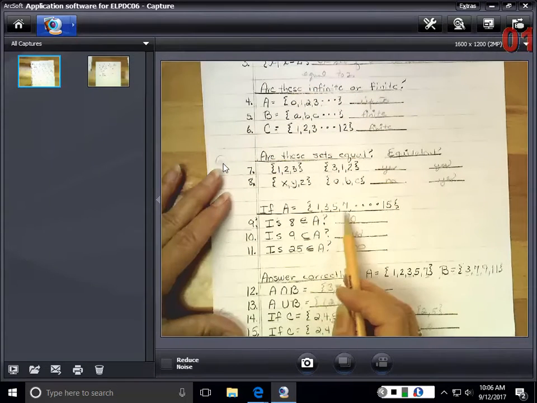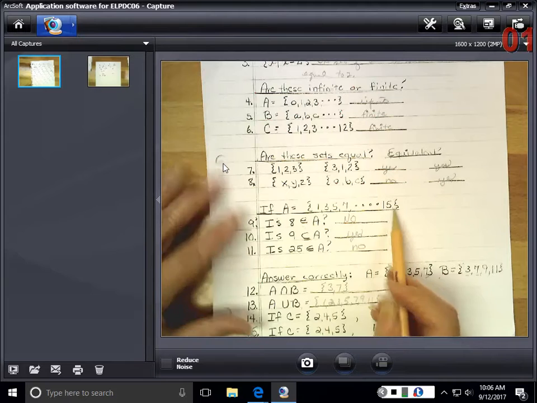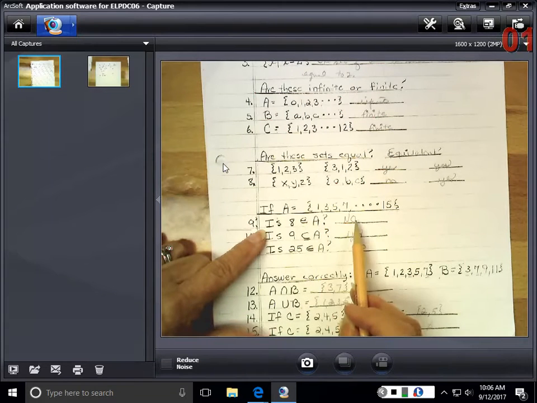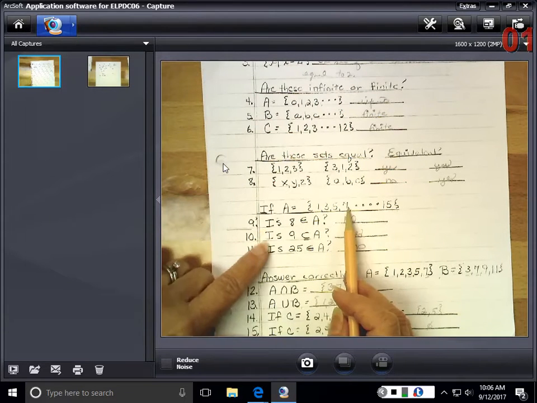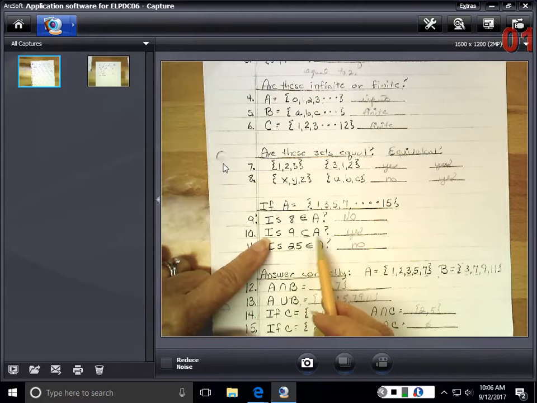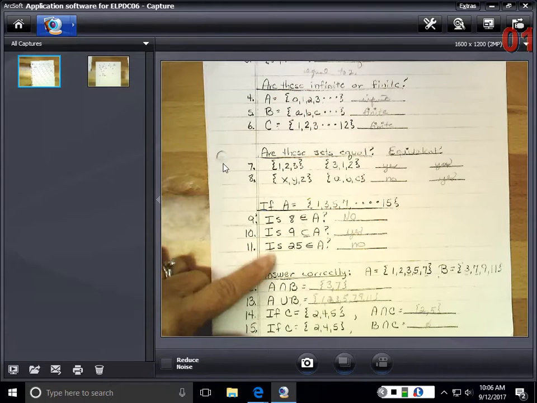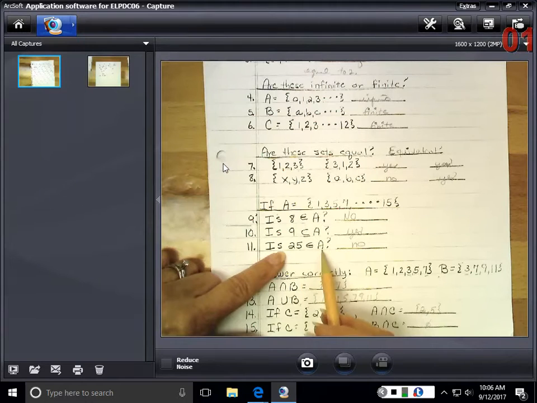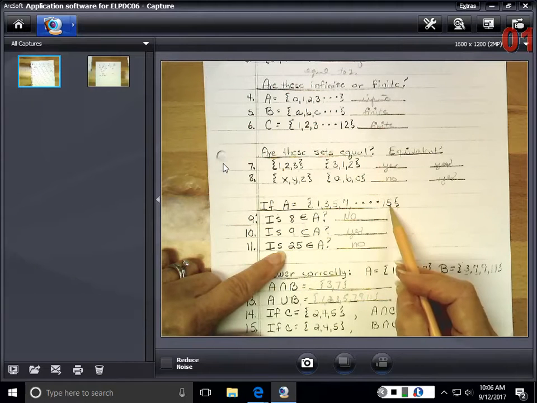Okay, 1, 3, 5, 7 up to 15. Is 8 an element of A? No, because it's an even number and these are odd. Is 9 a subset of set A? Yes, you could take 9 out, and it's part of it. Is 25 an element of A? No, because it ends at 15.